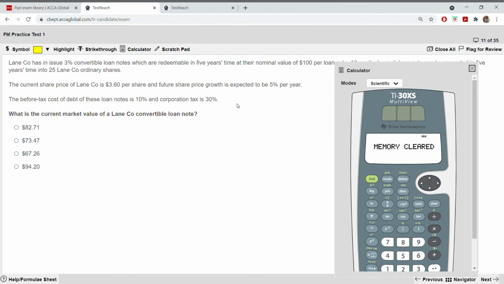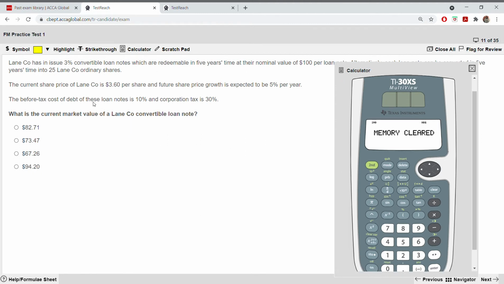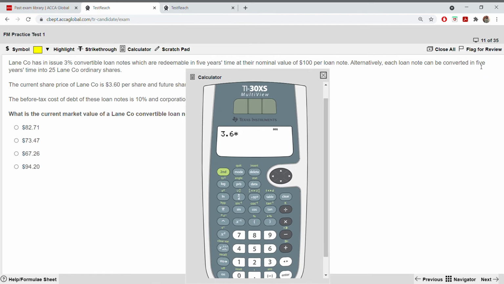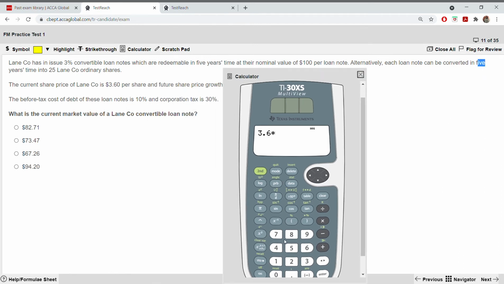First, use the dividend valuation model. What is the current share price? 3.6. Do it step by step if you cannot do it in one go in the calculator. So 3.6 into, the growth rate is 1.05, and for how many years? It will be convertible to shares in 5 years time, so it will be 1.05 to the power 5.